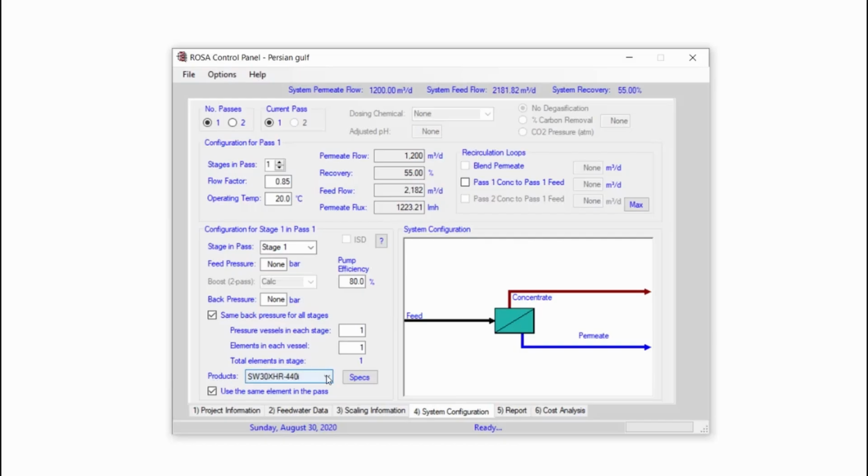The element type in our case is SW30 XHR 440I. The number of elements in each pressure vessel is 6, and pressure vessels in each stage, since we have only one stage, is 12. And you can see in total we have 72 elements in this stage. Now I want to analyze this system, and for this you can get a report in this page.